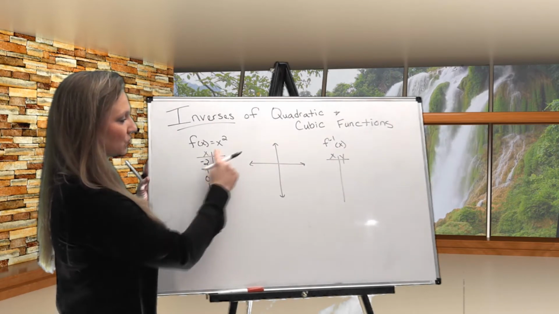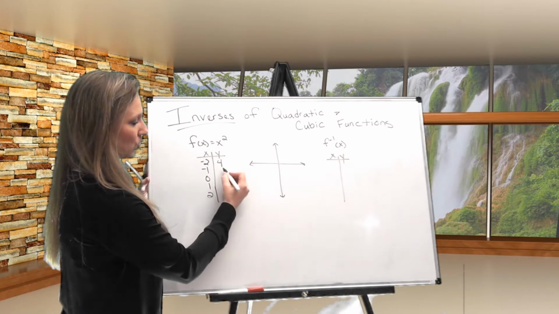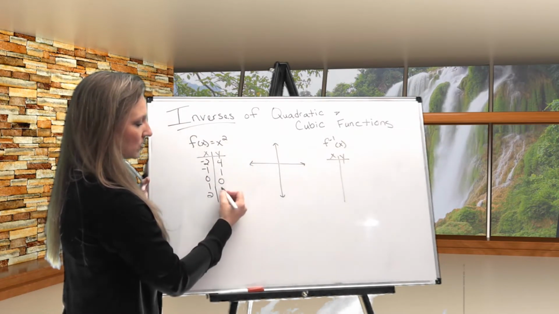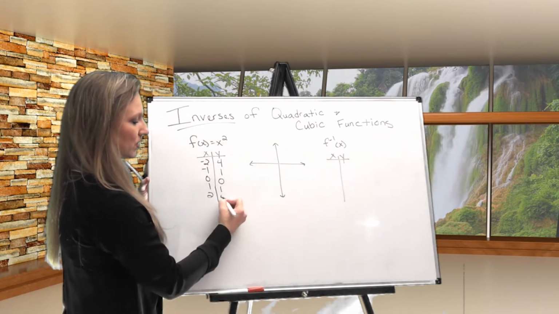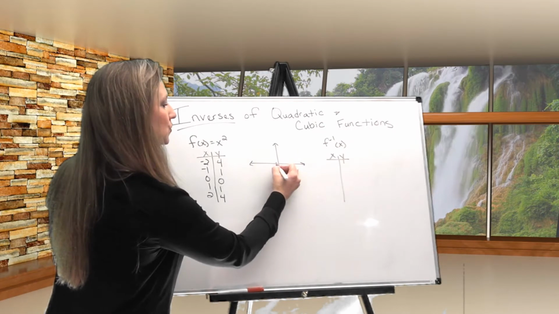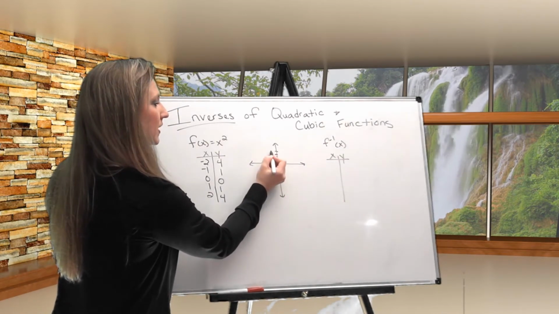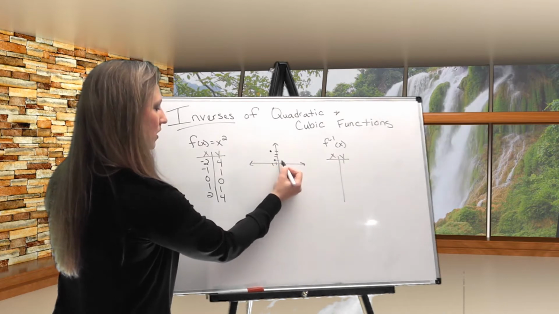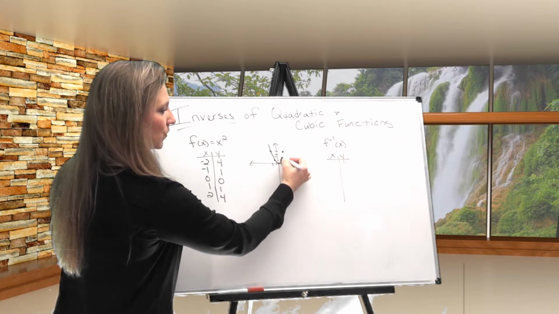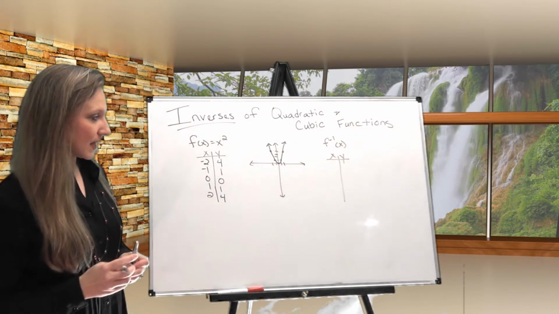So when I plug in -2 in for x, -2 squared is 4, -1 squared is 1, 0 squared is 0, 1 squared is 1, and 2 squared is 4. So then I'm going to plot these points to be able to see what the graph of the quadratic is going to look like. So -2, 4, -1, 1, 0, 0, 1, 1, and 2, 4. So this is what the parent function for a quadratic graph looks like.